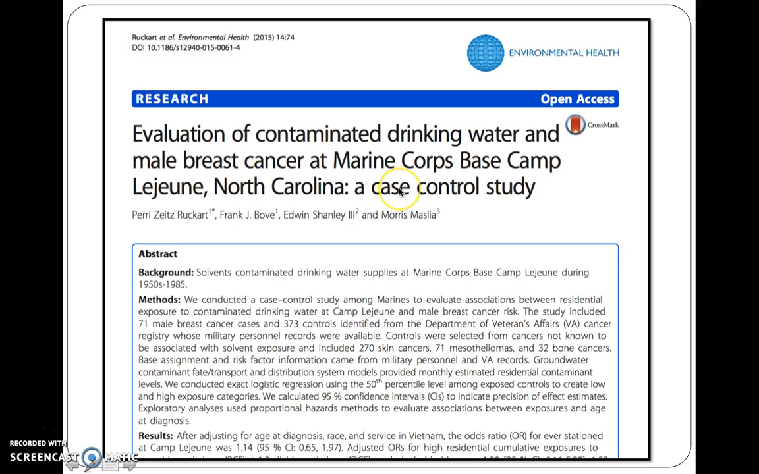This is a case control study where the cases had male breast cancer and other men had potentially other diseases but not breast cancer, and those folks were either stationed or not stationed at Camp Lejeune. They present crude odds ratios as well as adjusted odds ratios, where the adjusted odds ratios in this paper took into consideration the age of diagnosis of breast cancer, race, and service in the Vietnam War, which was a risk factor. These solvents have been in the drinking waters from the 1950s to the mid-1980s.